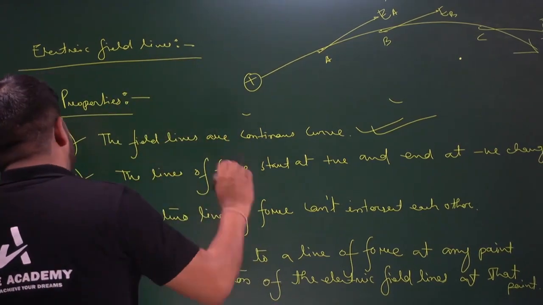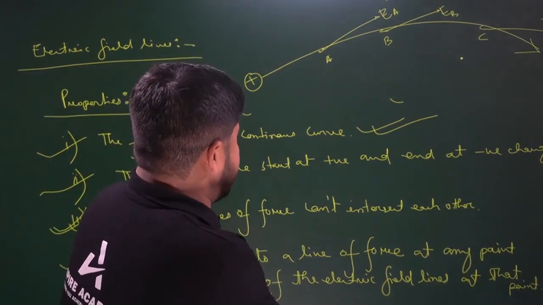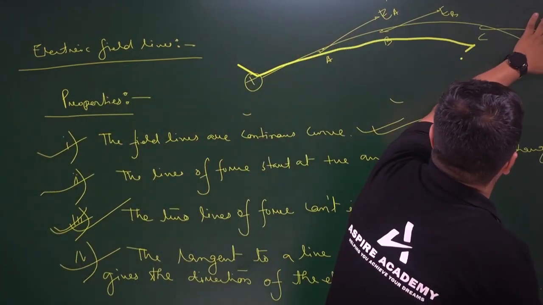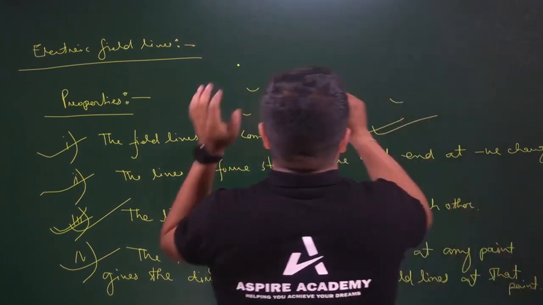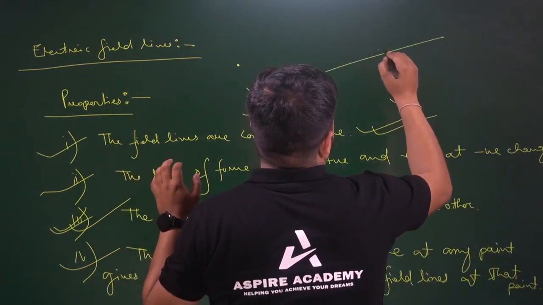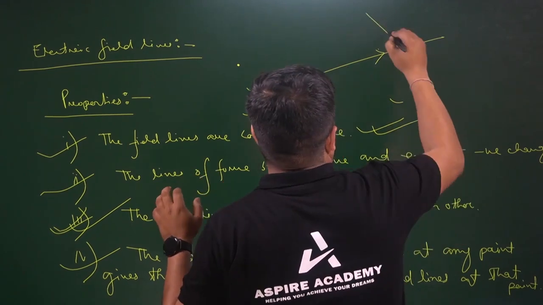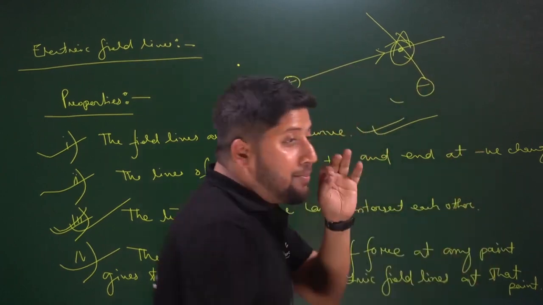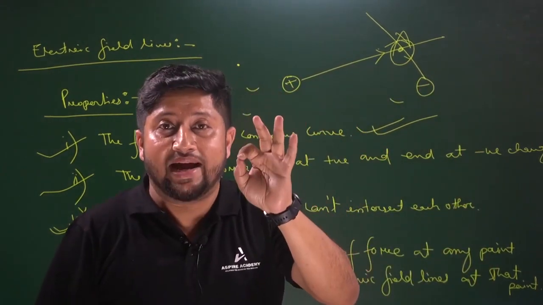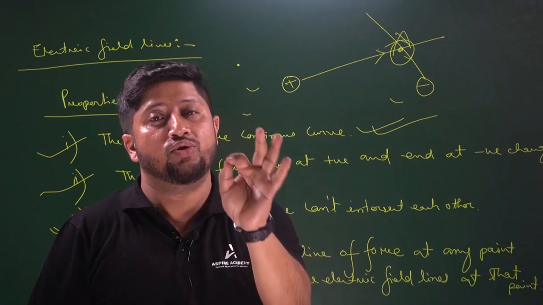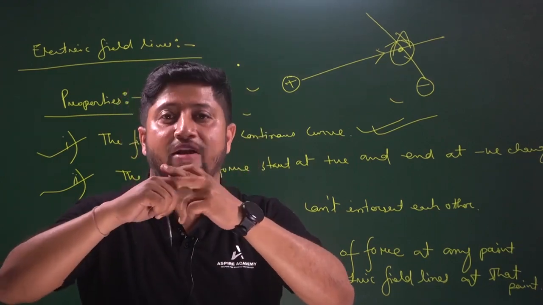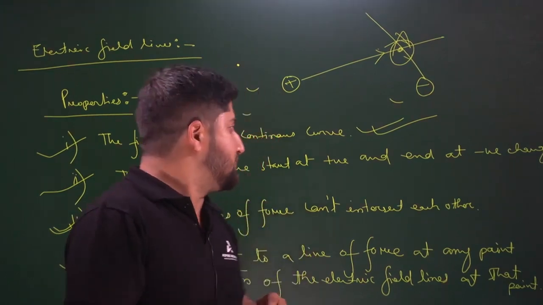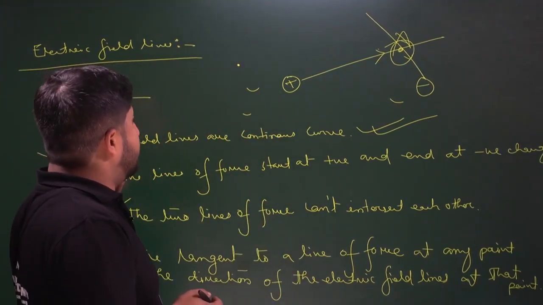Now the third point: two lines of force cannot intersect each other. Suppose this is a positive charge and this is a negative charge, and the lines intersect. Is it possible? No. If they intersect, then at one point two directions and two values of the field would be needed, which is not possible at an intersection point. That is why electric lines of force cannot intersect each other. This is the main thing.